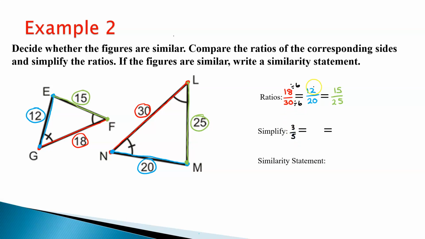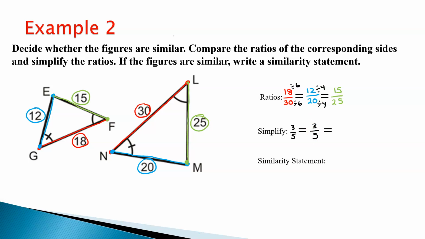Let's keep doing that with the others. What about 12 and 20? What can I simplify that fraction by? Well, I think the biggest one here is going to be 4. So 12 divided by 4 is 3. 20 divided by 4 is 5. So far, so good. 3/5 equals 3/5. That's so far a true statement.